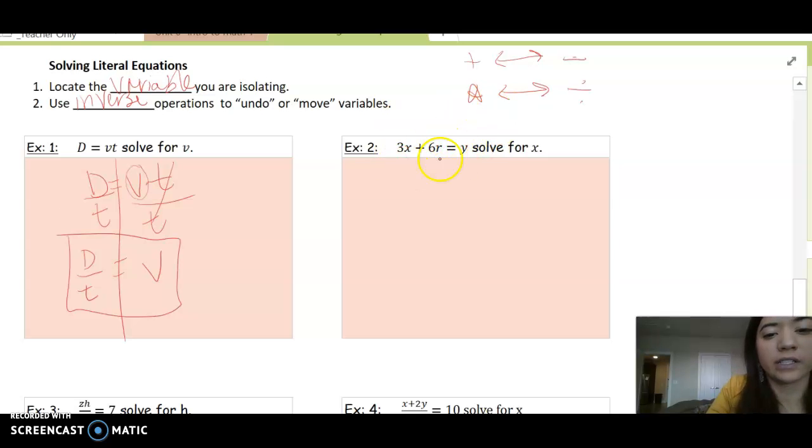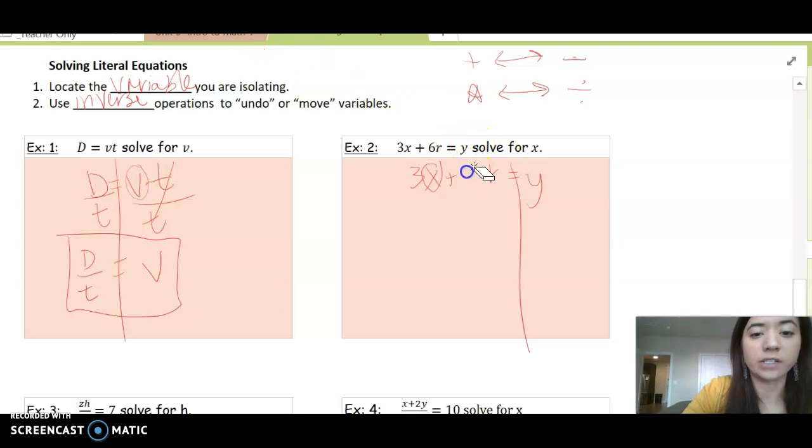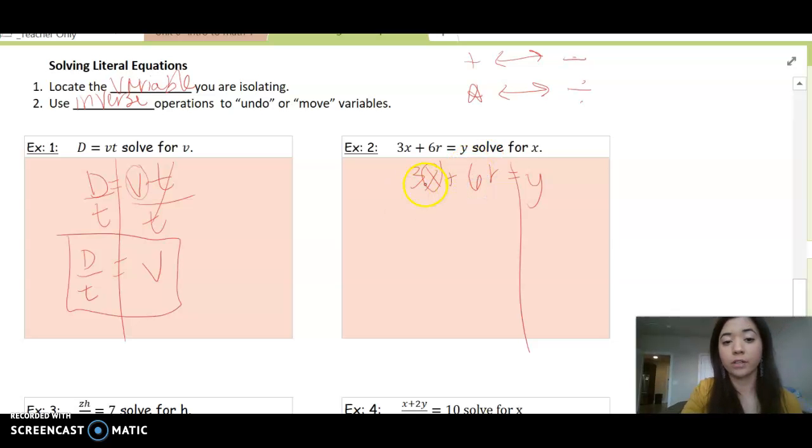Okay, let's see. We got this one here. 3x plus 6r equals y. I want to solve for x. Okay. I don't like how that 6r looks. I'm going to rewrite that. I want to solve for x.